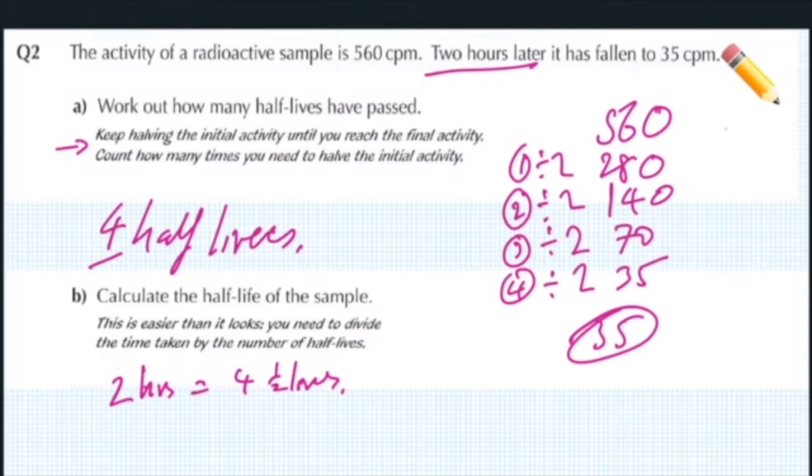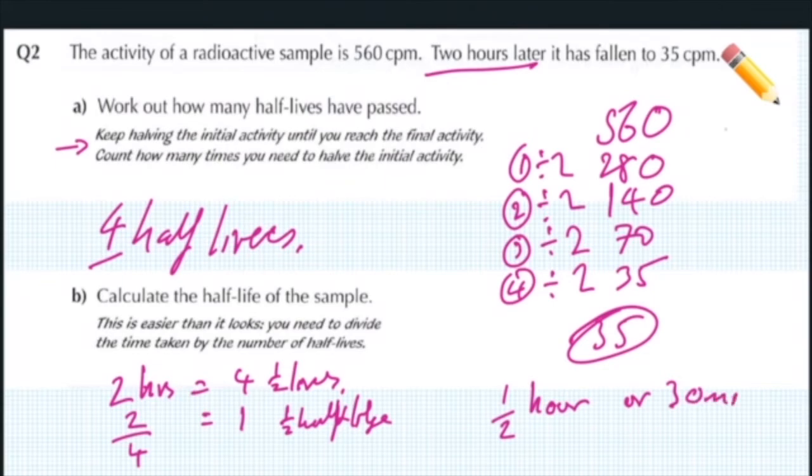So I'm writing half-lives as shorthand there. So if 4 half-lives is 2 hours, then 1 half-life must equal 2 divided by 4. And if we simplify 2 over 4 as a fraction, that gives us a half. So half an hour, or 30 minutes, is our answer for half-life.